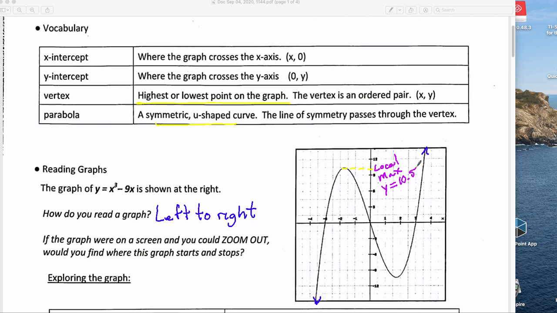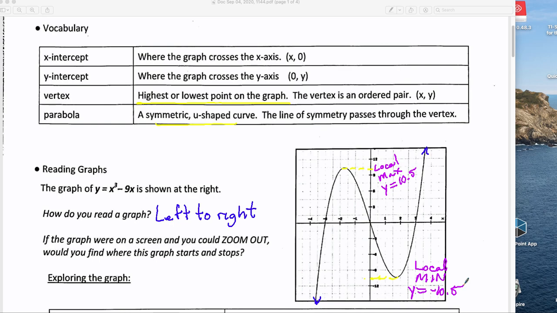All right, now, usually I only have one maximum or one minimum, or I don't have either one. But in this case, I've not only got a local maximum, I also have a local minimum right down here. So we'll draw a dotted line across there. And this point right here on this graph is a local minimum at y is equal to negative 10.5.